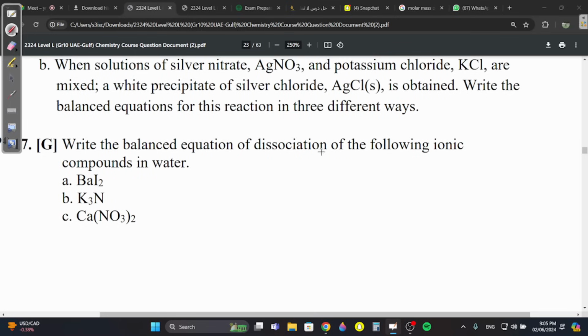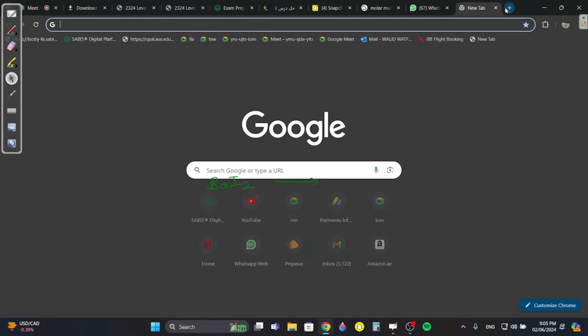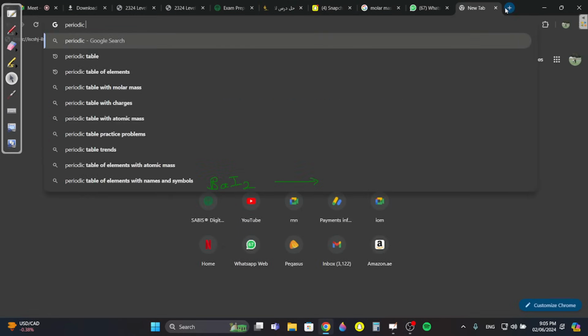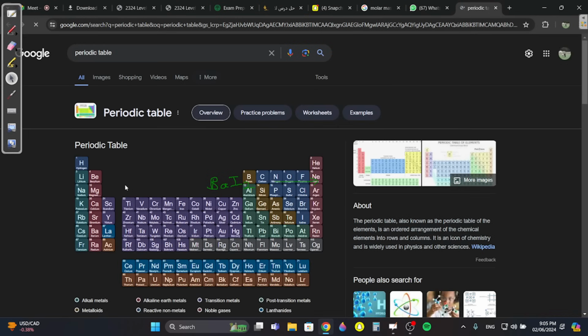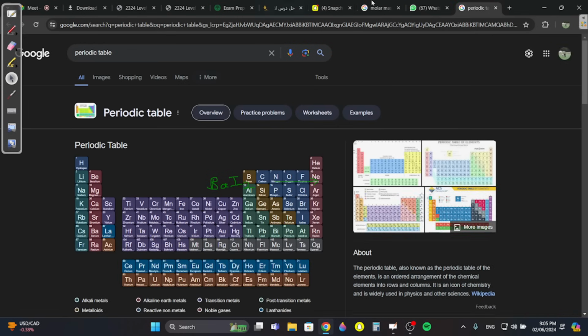Question 17. Write the balanced equation of dissociation of the following ionic compounds in water. So how do you write dissociation? BaI2. It would be helpful if you had a periodic table. Ba is over here, group 2, so the charge is 2 plus.